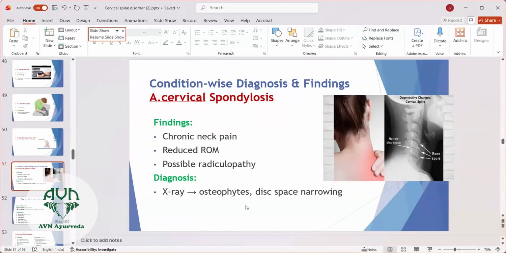The first one is cervical spondylosis. The findings in the cervical region: usually the patient presents with chronic neck pain and reduced range of movement. Possible radiculopathy will be there. If nerve root irritation is there, there will be radiculopathy from the neck to the upper limb. After the clinical evaluation, we will ask the patient to take an X-ray. What we can see in the X-ray is osteophytes.